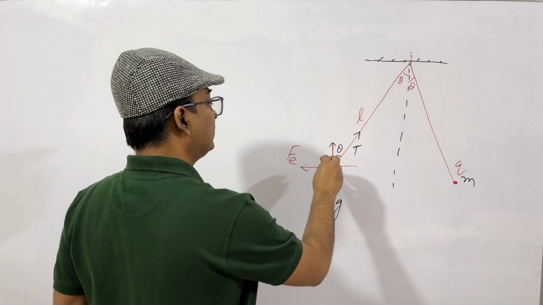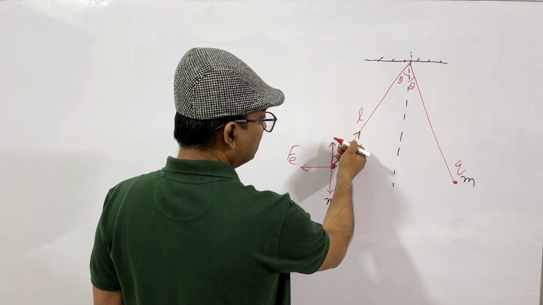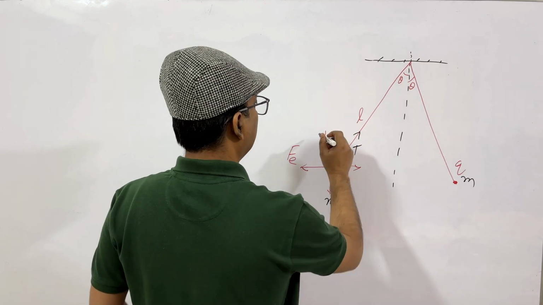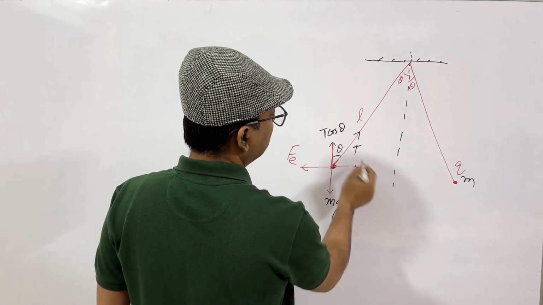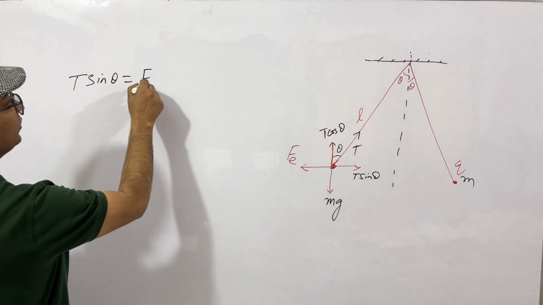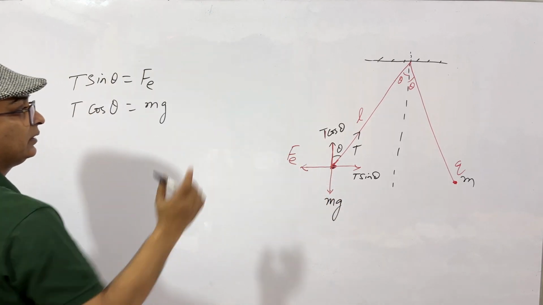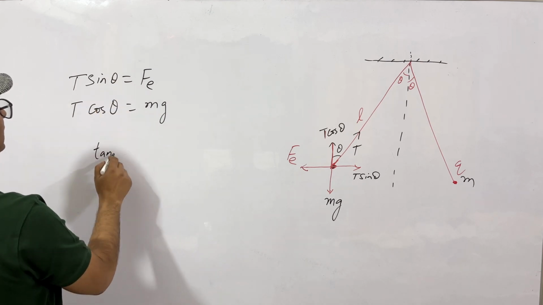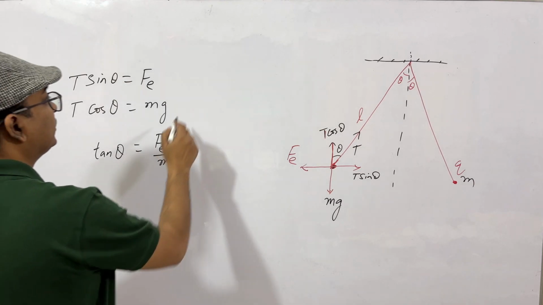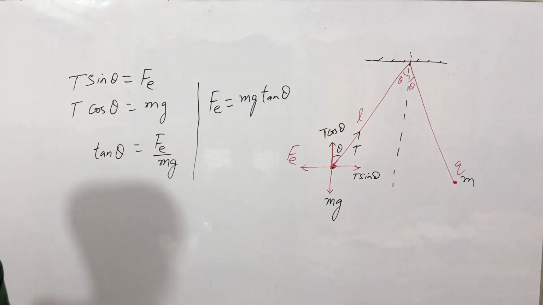Clear? Now, if this is at equilibrium, the force in this direction will be equal to this force, and the force in this direction will be equal to this. If the tension is T, this will be T cos theta, and this side will be T sin theta. To be in equilibrium, T sin theta will be equal to the electrostatic force, and T cos theta will be equal to the weight. This will balance the weight, then this will be in equilibrium. If we divide this by this, it will be tan theta equals Fe by mg. So we have an expression for Fe, and we are talking of magnitude only.